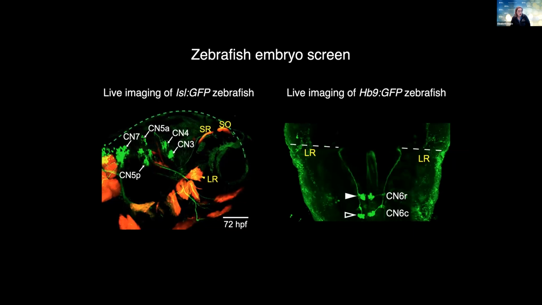We have live fish that harbor reporters for multiple cranial nerves and muscles, as seen on the left, or ones that are more specific, for example, this one for abducens motor neurons and axons on the right. And these can be imaged to determine if variants alter cranial nerve development.